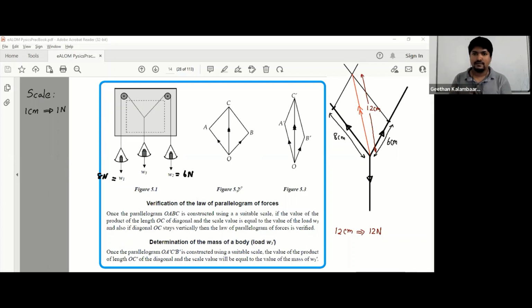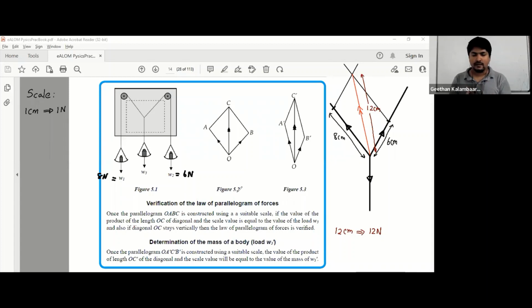And what if it is not equal to W3, and what if it is not directly opposite to W3? Then we have made a mistake. We can't say that the law of parallelogram of forces is wrong, because it's already proved. If you don't get the expected results, we don't say it's wrong. Then we have to check our device and redo the experiment until we get a proper result. So this is how we do the verification.